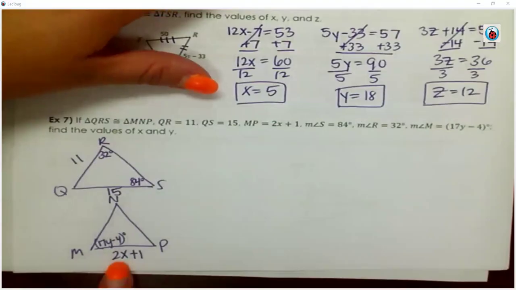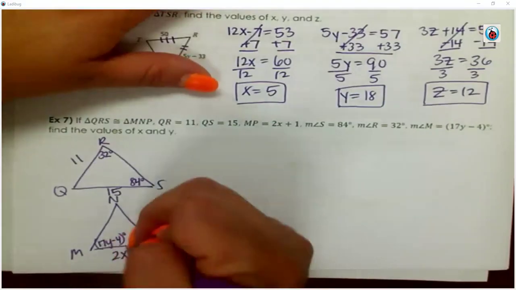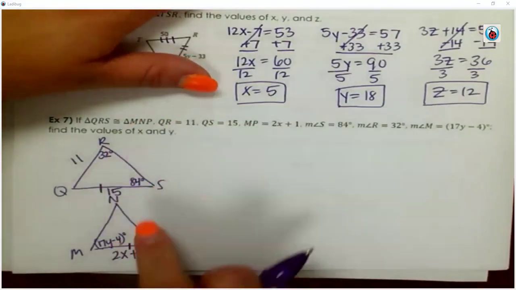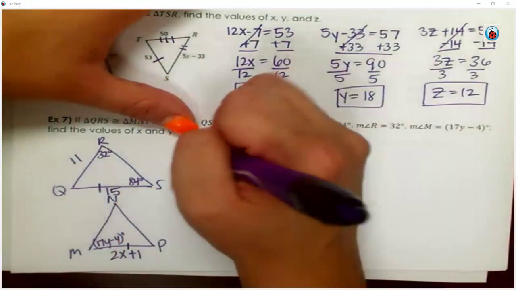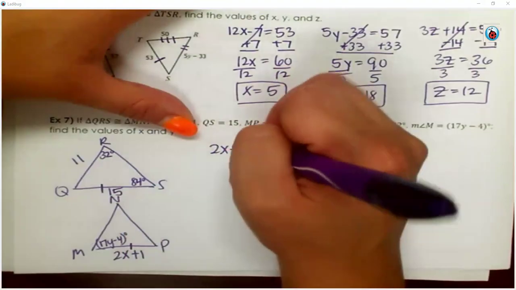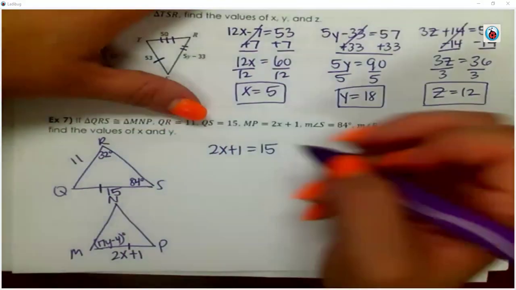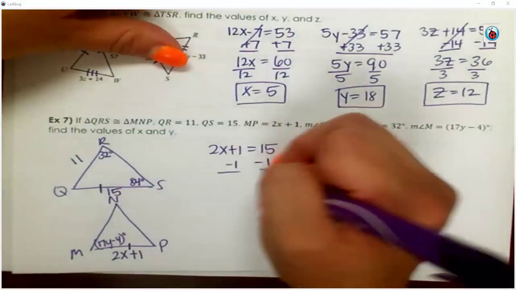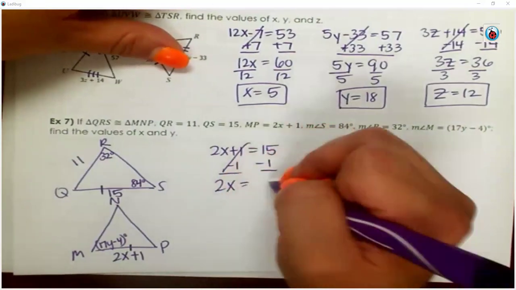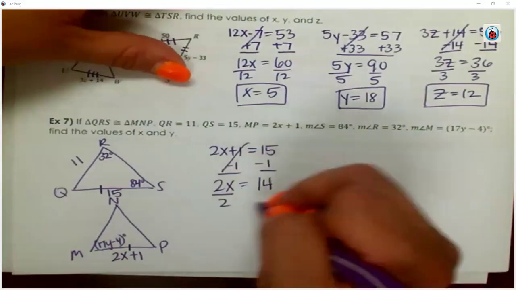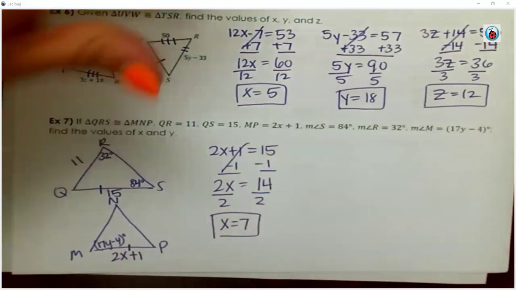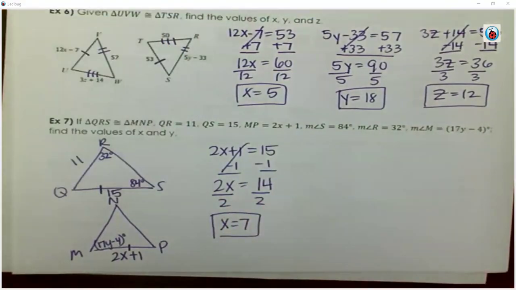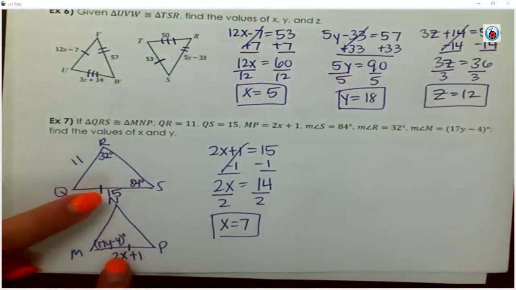So down here, MP is 2x plus 1. I know that this corresponds to this side because MP corresponds to QS. So to take this, 2x plus 1, I'm going to set it equal to 15 and solve for x. So we get minus 1, that's gone. 2x equals 14. Divide this by 2, and x equals 7. So that's one answer, because these two were congruent to each other.